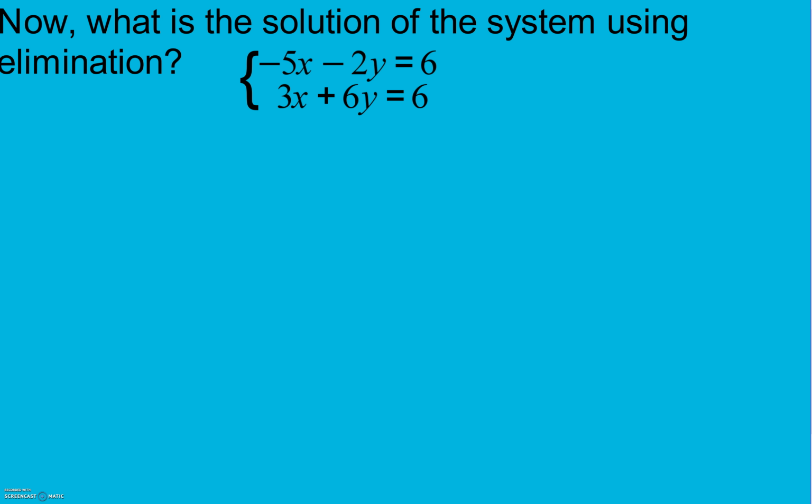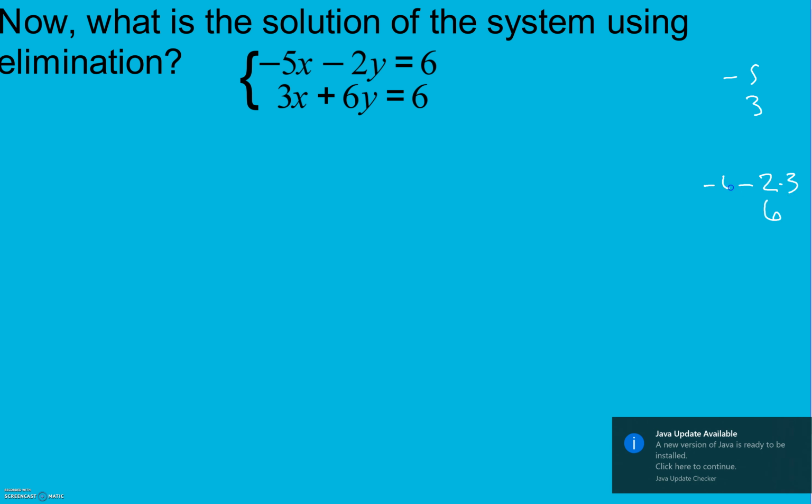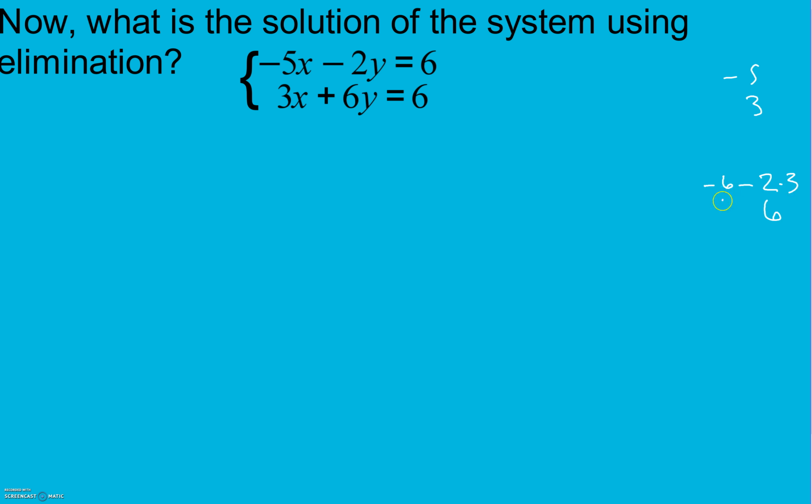Feel free to pause here and give this a try. Now, what is the solution of the system using elimination? Again, if we look here, I have negative 5 and 3. I can't multiply those to get to the same value. But here, negative 2 and 6, if I multiply by 3, I get to negative 6. Compare that with 6, and we have opposites.